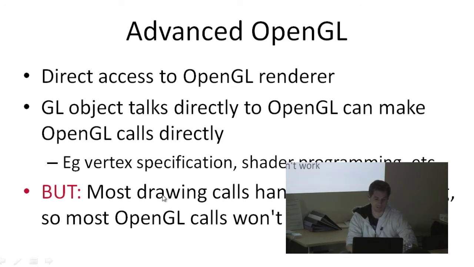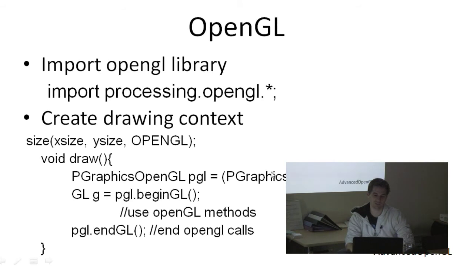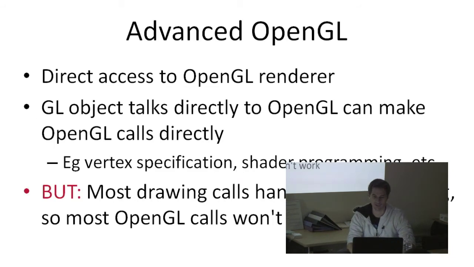Just keep in mind that because a lot of the drawing calls are handled by Processing, a lot of the standard OpenGL calls won't work. So even though you're giving yourself slightly more power, you're losing power in other places as well. So it's sort of a trade-off. As I said, if we're doing advanced OpenGL, we're probably better to move out of Processing, because Processing wasn't really designed for that sort of stuff.